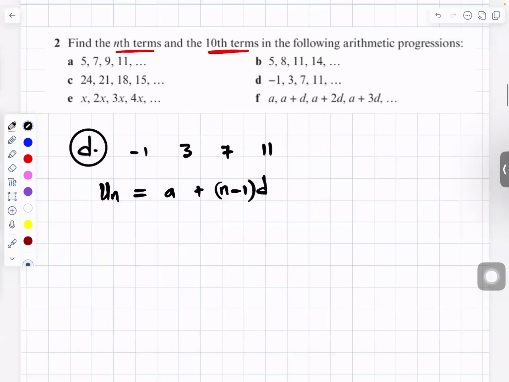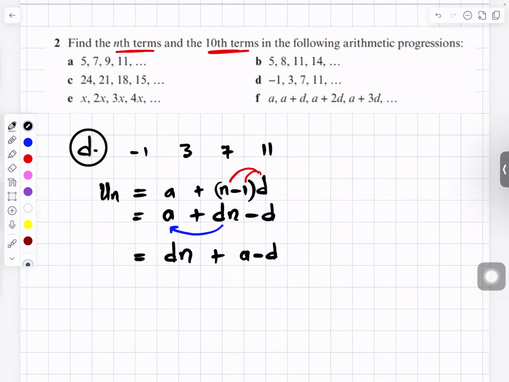And I can rearrange this formula and write it in a slightly different way. If you multiply out this bracket, you can write this nth term as a plus dn minus d. And if you rearrange this one and bring this to the back, you can write it as dn plus a minus d. So that's the same formula for the nth term. I'll just rearrange it differently.